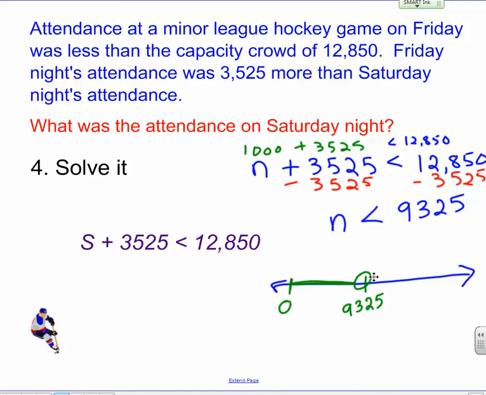people. So we graph that on our number line, open circle, up to 0. We can't have less than 0 people, and we pick something easy to check. You guys picked 1,000. Well, 1,000 plus 3,000 is 4,000. So that's 4,525 people is definitely less than 12,850 people. So we know that we shaded the correct side.